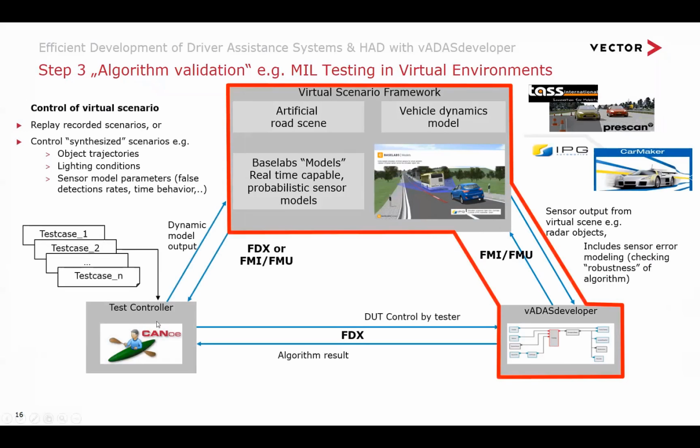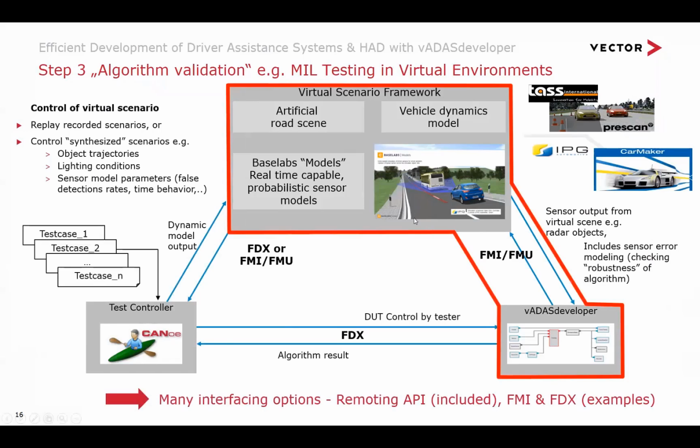And the whole thing could then be controlled by CANoe as a test controller. So you would have a kind of test system, and the test cases could be done in CANoe or in vTestStudio. You could then have a closed loop testing system which runs through different scenarios and uses different parameters to check your algorithm behavior.